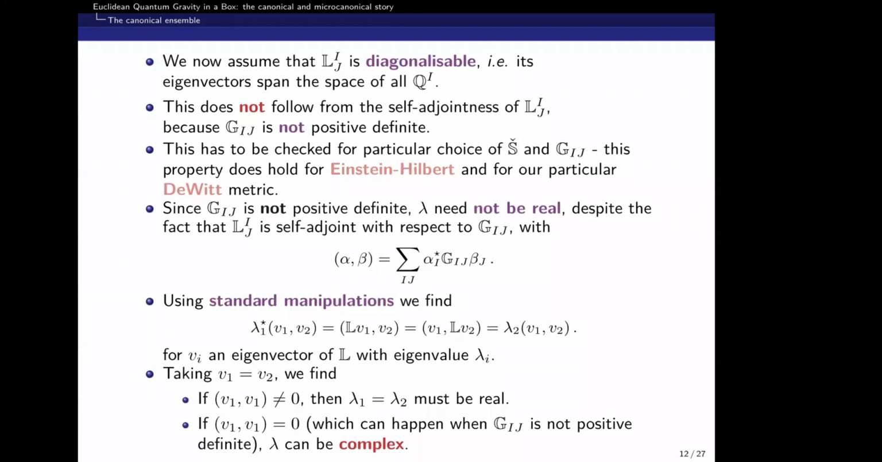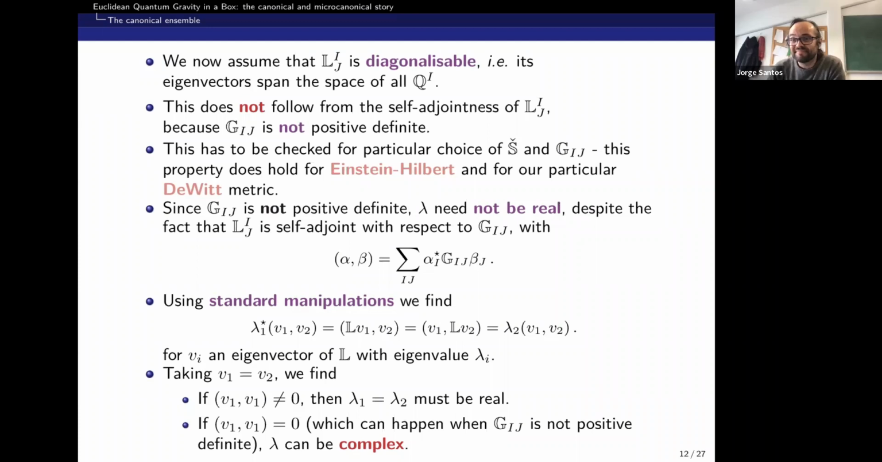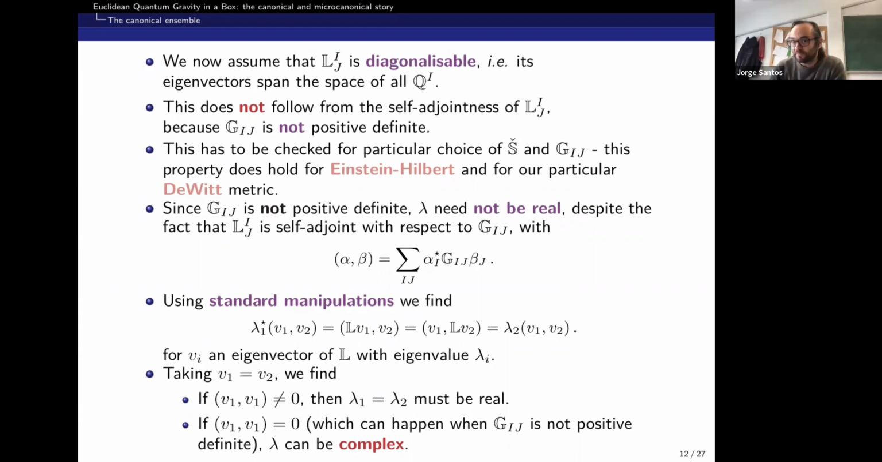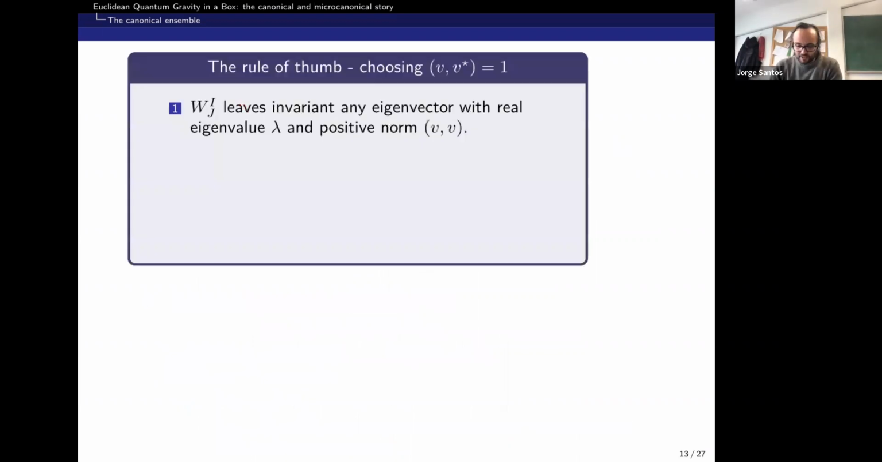So does it follow that if you have complex eigenvalues, their eigenvectors have 0 norm? Yes, it does follow. Absolutely. That's spot on. And you can check. All right, so what is the rule of thumb? (V, V) can be 0, but you can prove, because the metric is non-degenerate, that (V, V star) is never 0. So (V, V) can be, but (V, V star) is never 0. That's easy to prove.